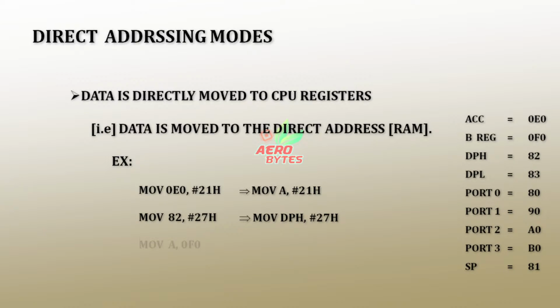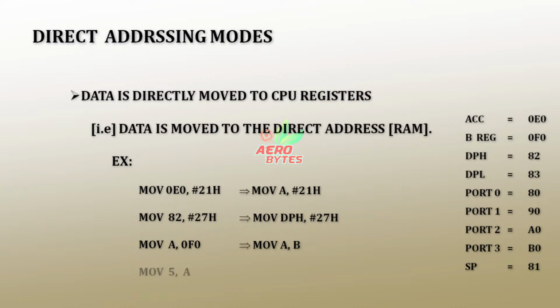Next, MOV A, F0. What is F0? F0 is the RAM address of the B register. This instruction can be written in the normal form as MOV A, B, which is an example of register addressing. But MOV A, F0 is an example of direct addressing. Why is it direct addressing? Because the B register is directly given in the form of a RAM address.